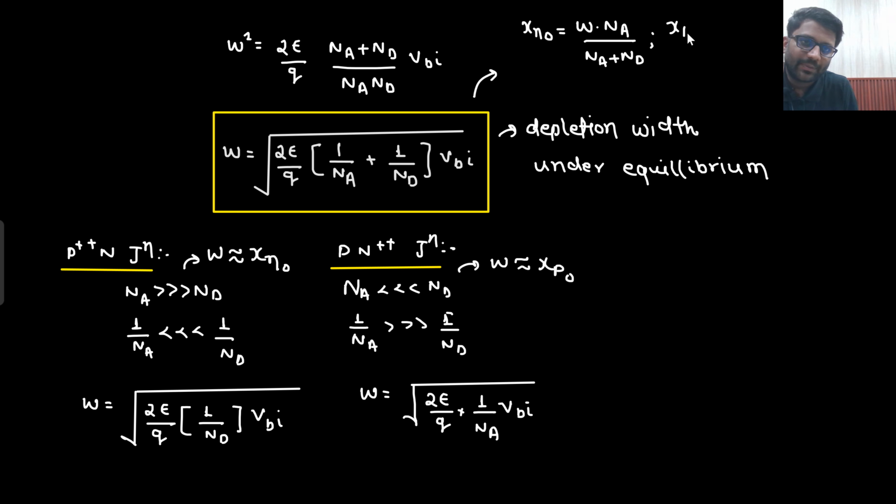And can you talk about Xp naught? So that would be equals to W into Nd upon Na plus Nd. Right? So this will be your Xn naught, this will be your Xp naught. If I can find out W, then I can find out other things as well.